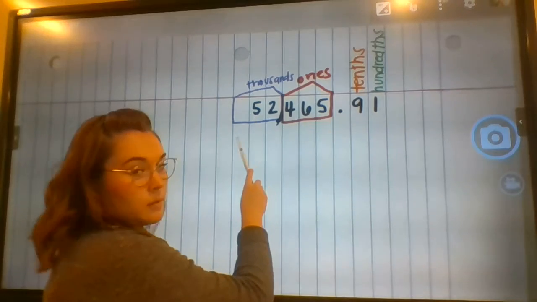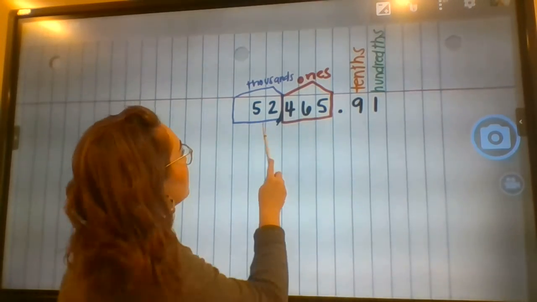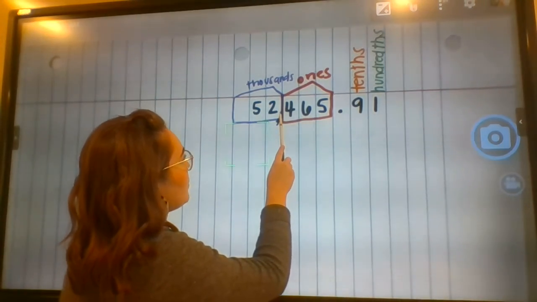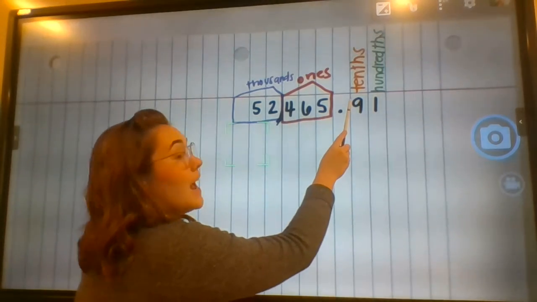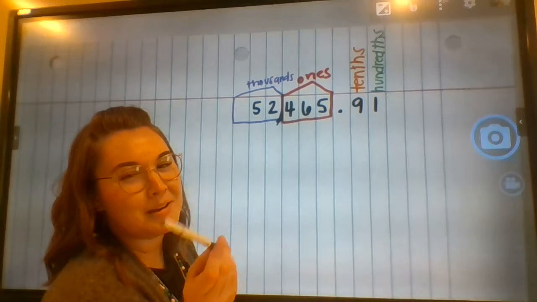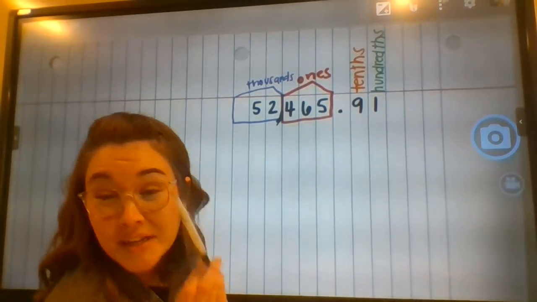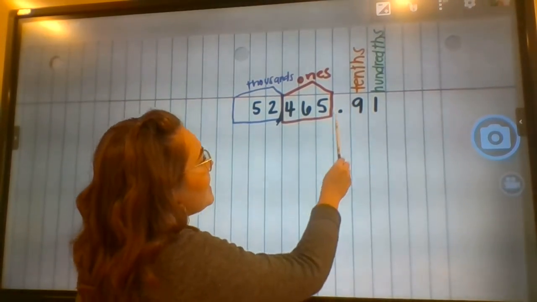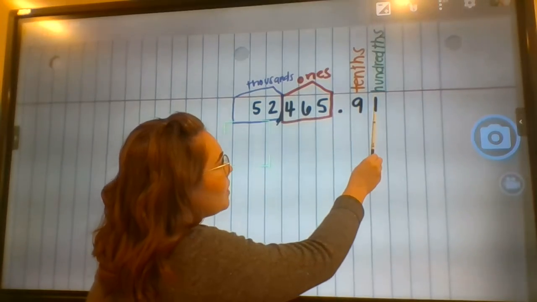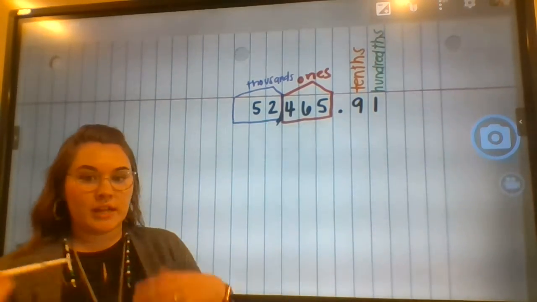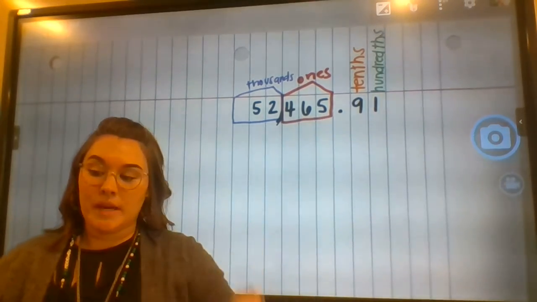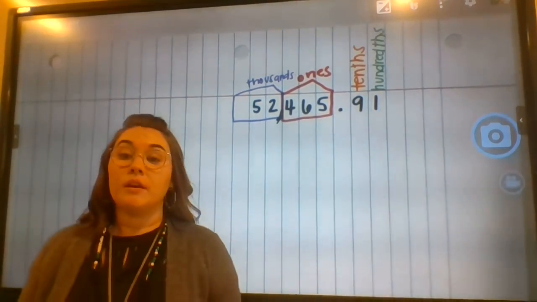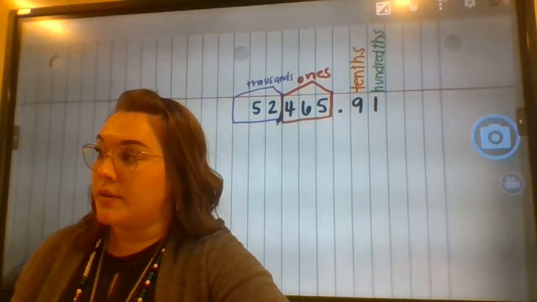hundredths. Say it with me one more time so you get the hang of it. 52,465. Did y'all yell and? I know you did because that's the only time you get to say it. And 91 hundredths. So let's do the hard part. Expanded notation and expanded form. We're going to start with expanded form because it's easier that way.